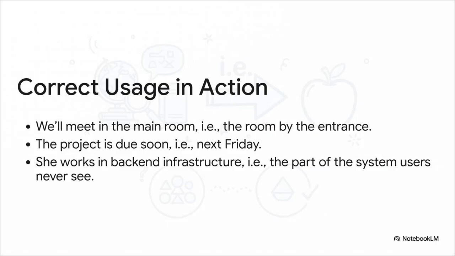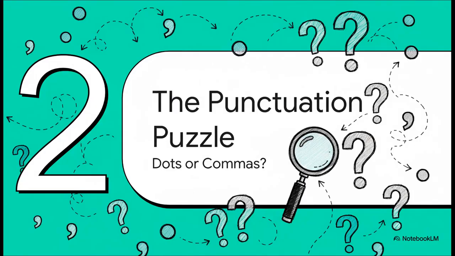Let's look at a few more solid examples. We'll meet in the main room, i.e., the room by the entrance. See, that's not an example of a room, it's just clarifying which room. Or how about, the project is due soon, i.e., next Friday. We're making soon more specific. One more. She works in back-end infrastructure, i.e., the part of the system users never see. In every single one of these, we're just restating the idea in a different way. We're not listing examples.